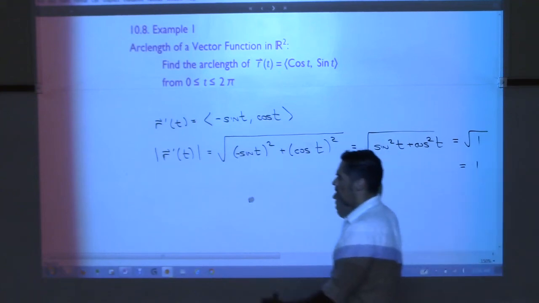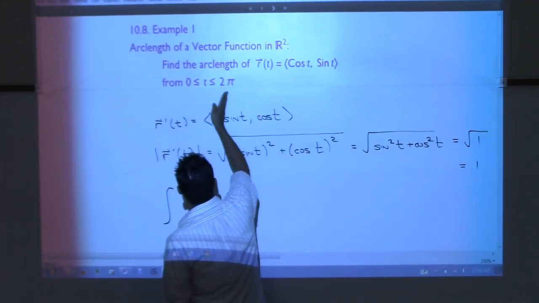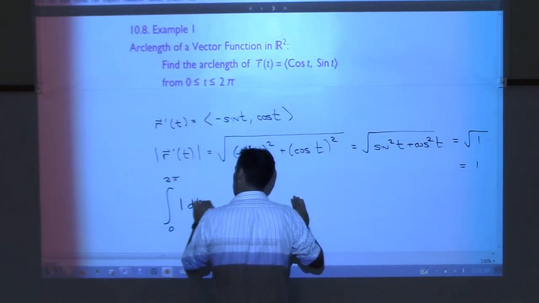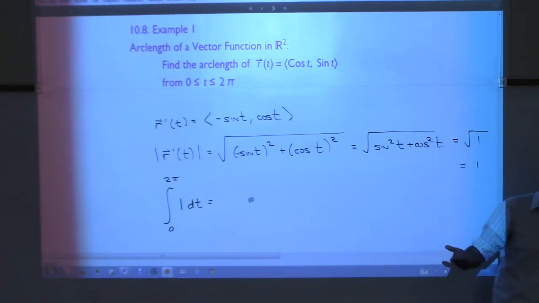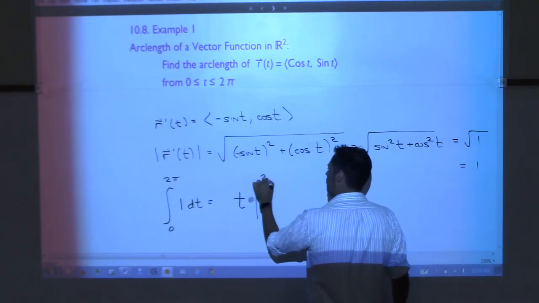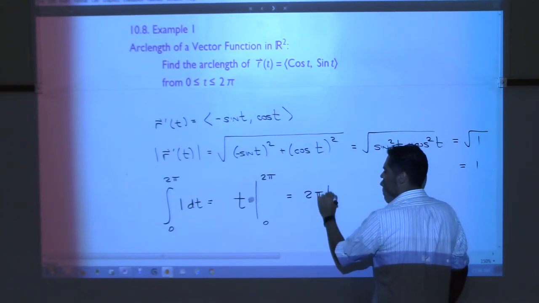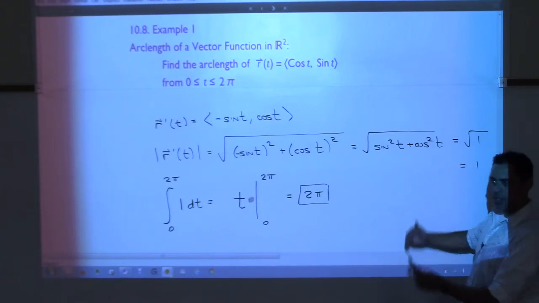And I'm going to integrate 1 from where to where? So what are the restrictions on time here? 0 to 2 pi. I'm integrating 1 dt. The antiderivative of 1 with respect to t is t. So there's just t evaluated from 0 to 2 pi. Plug in 2 pi, you get 2 pi. Plug in 0, you get 0. 2 pi. That matches with the formula, right? The formula was 2 pi r. If the radius is 1, we should get 2 pi.